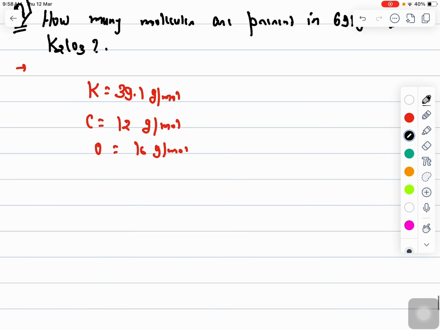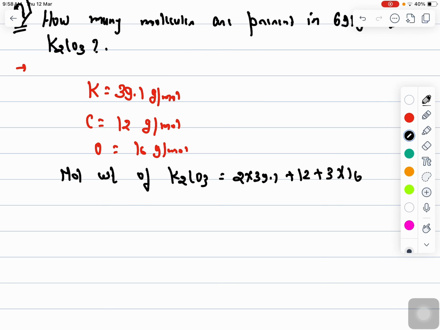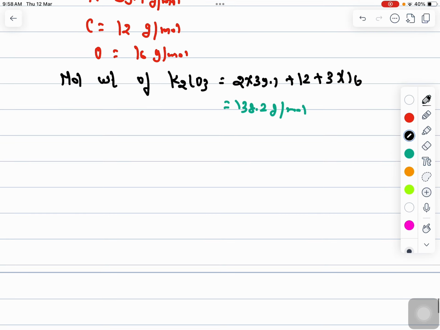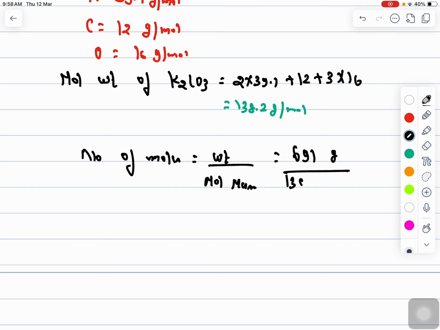So first we have to calculate the molecular weight of K2CO3. That is 2 into 39.1 plus carbon is 12 plus 3 into 16. If you perform this calculation, you will get the value of 138.2 gram per mole. Is that clear? So now you have the molecular weight. Now you can calculate the number of moles, right? Number of moles will be, as I have told you, weight divided by molecular mass. So the weight given in the problem is 691 gram, and this is 138.2 gram per mole. I hope this is clear to all of you.